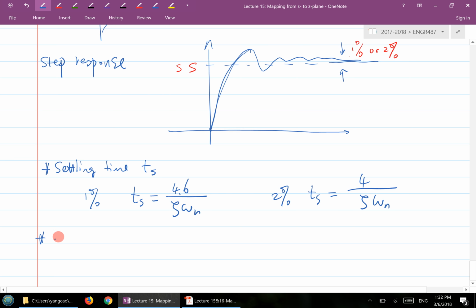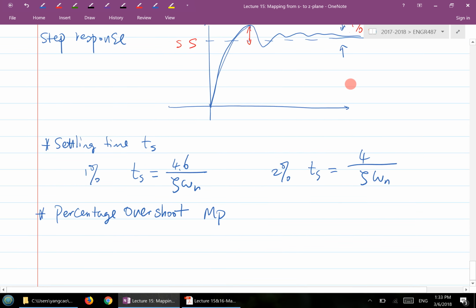That's the first one. The next one is called the percentage overshoot, and that parameter is called MP. For percentage overshoot, you look at here. Here is the maximum overshoot, and you divide this much by the steady state value, then you get the percentage overshoot, right?